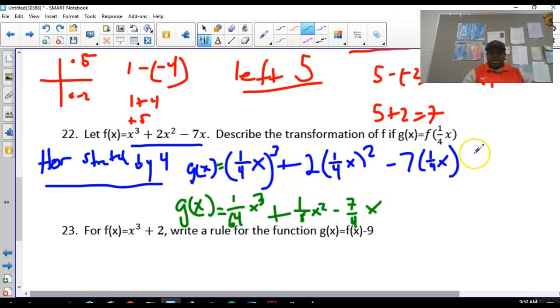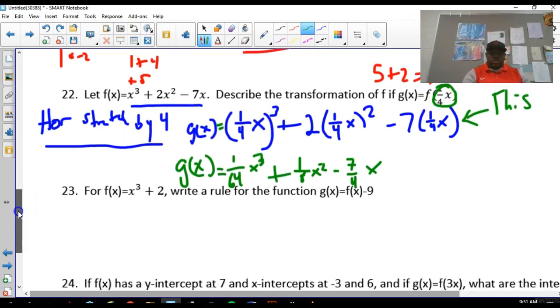But I think your teachers will be okay with this one. I think they just want to see you apply the 1/4 to the function, or to the polynomial. But hey guys, look, it's a horizontal stretch by 4. All right, remember anything in the parentheses is horizontal activity, whether it's a stretch, a compression, or a shrink.